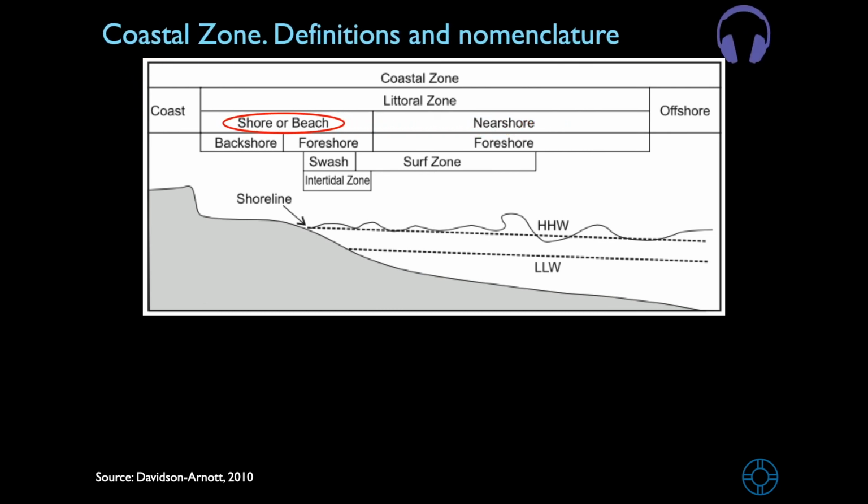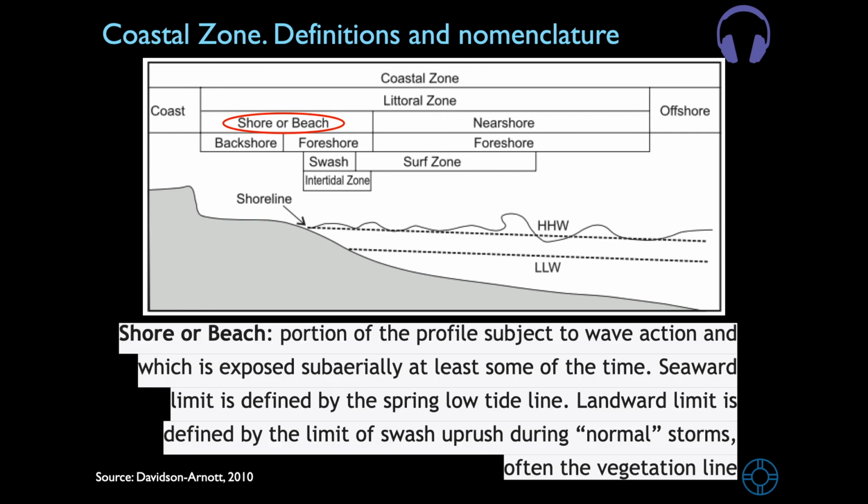The shore, or the beach, is the portion of the profile subject to wave action and which is exposed subaerially at least some of the time. The seaward limit is defined by the spring low tide line. The landward limit is defined by the limits of swash uprush during normal storms, often the vegetation line.